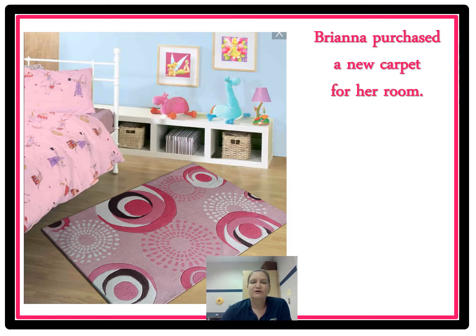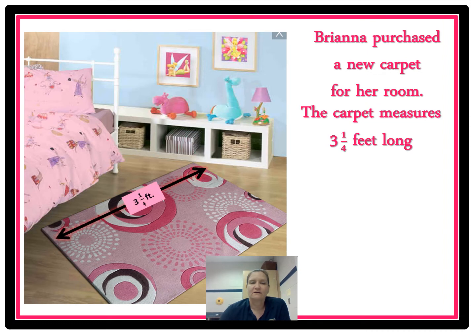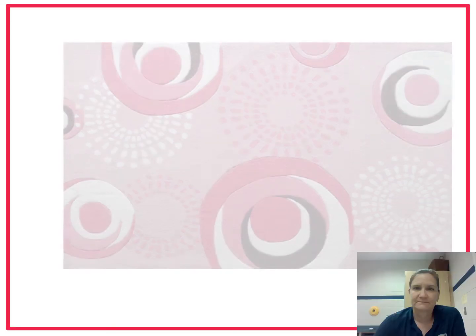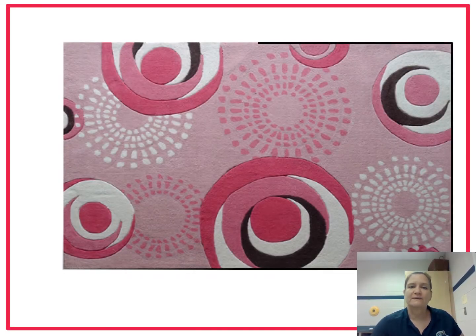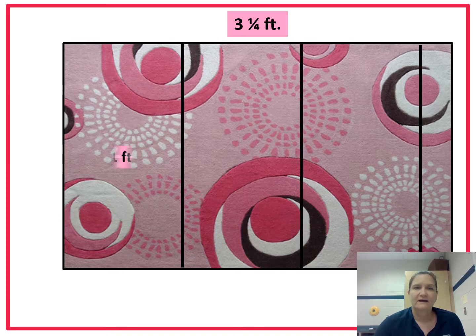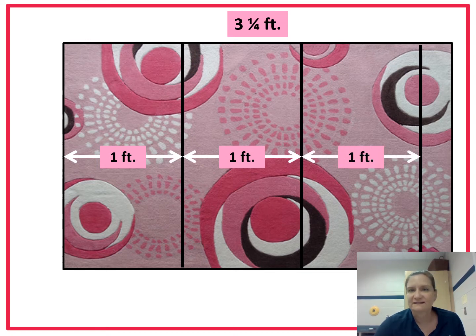All right, Brianna purchased a new carpet for her room. The carpet measures 3 1/4 feet long and 2 feet wide. What is the area of her carpet? All right, so here's her carpet, and it is 3 1/4 feet long. That means that it's 1 foot by 1 foot by 1 foot, and then this little section right here would be a 1/4.